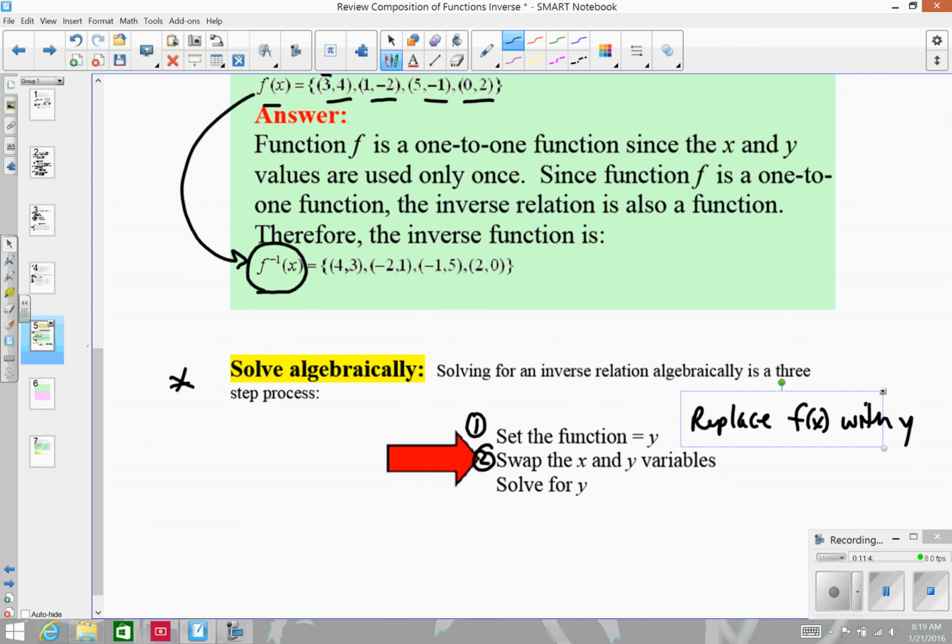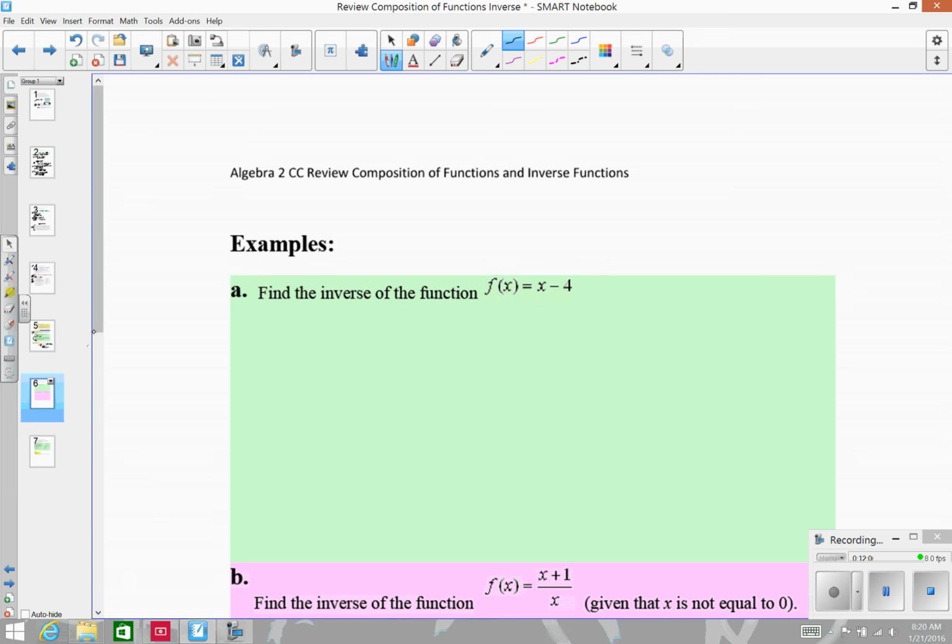Then second, we swap our x and y values, solve for y, so we isolate the y value, and rewrite in our function notation. You would replace your y with the inverse function notation, and let that equal whatever you get for y. So let's look at some examples now.